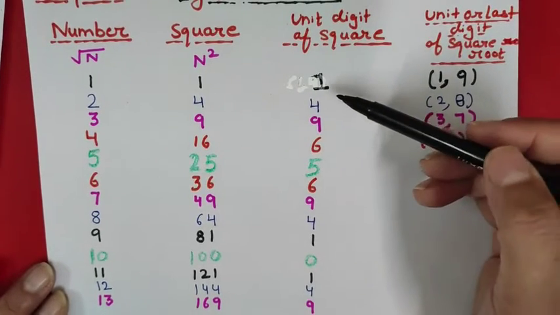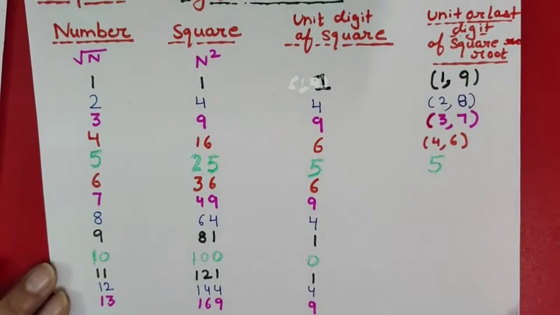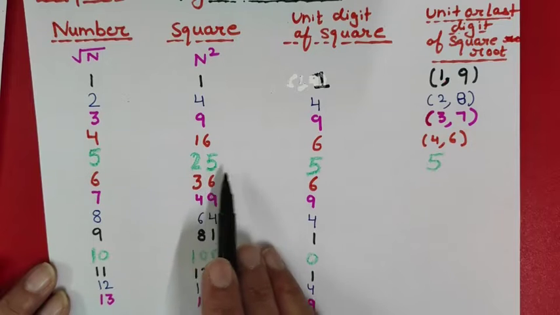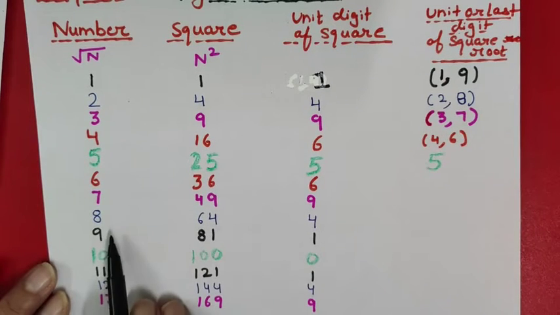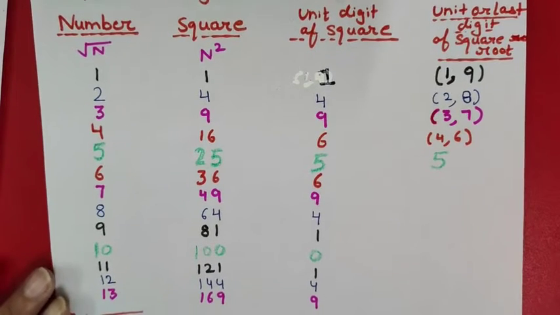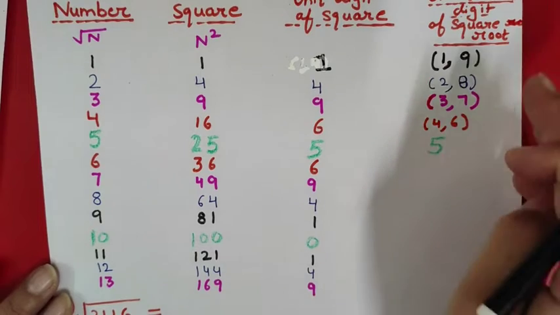As you can see here, I have written the last digit of the square. The square of number 5 is 25. Its last digit is 5, right? The square of number 8 is 64, and the last digit or unit digit of 64 is 4. I have written it here. The 13th square is 169 and its last digit is 9. I have written it over here.